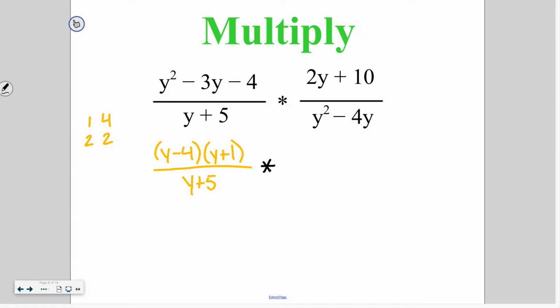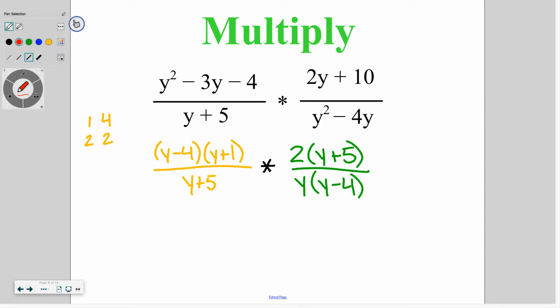Then, on the multiplication piece, I'm looking at our second fraction now. Up top, I can take out a 2, so I've got 2 times y plus 5. And on the bottom, I have a common factor of y. I have a y squared and a y, so I can pull out y and be left with y minus 4. Now that we've simplified, we're going to look to cross-cancel.